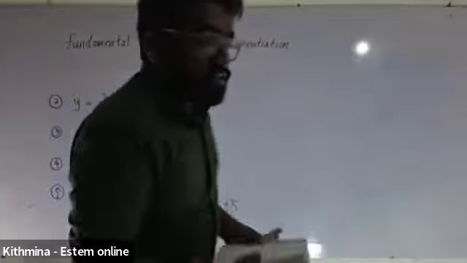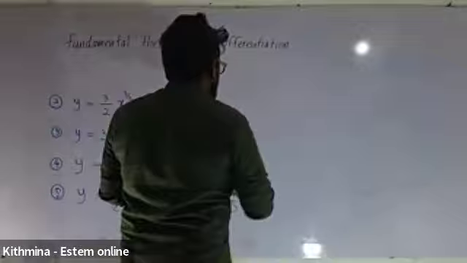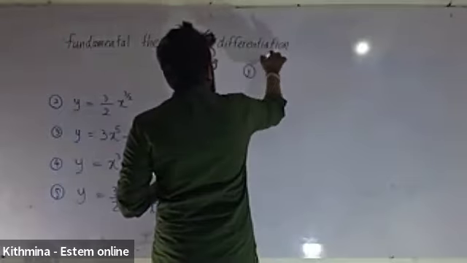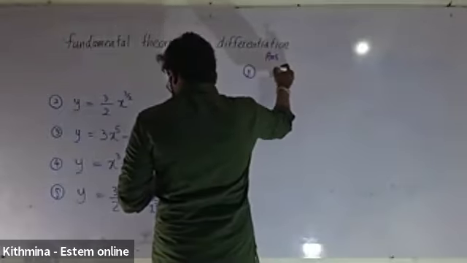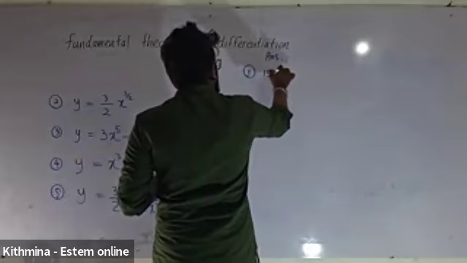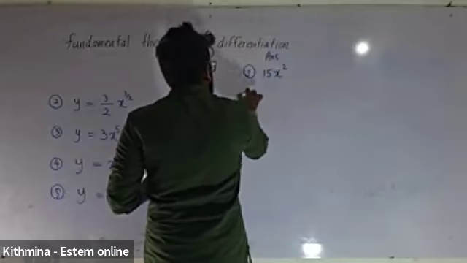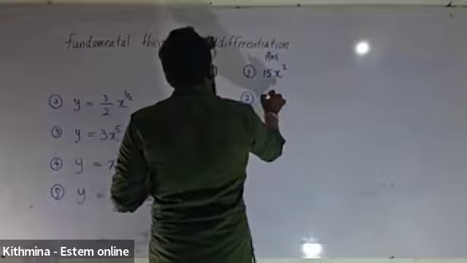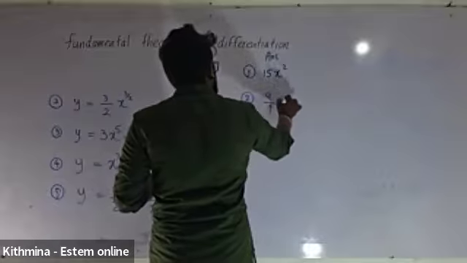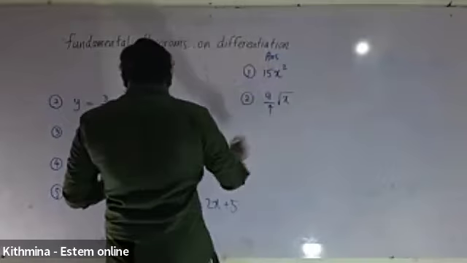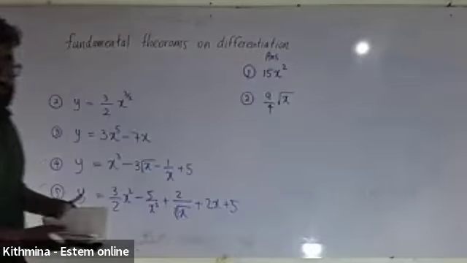You will guess the final answers, no? The answer for one is 15x squared. The answer for two is 9 over 4 root x. These are the answers.